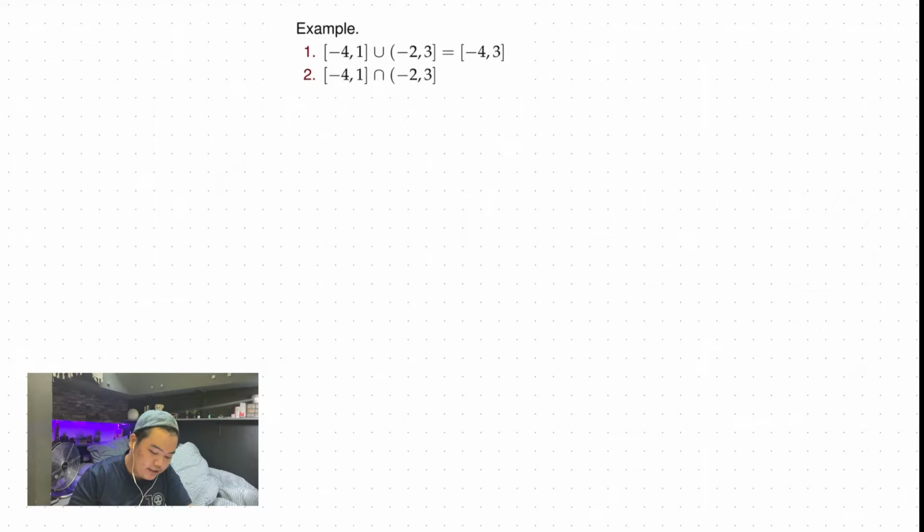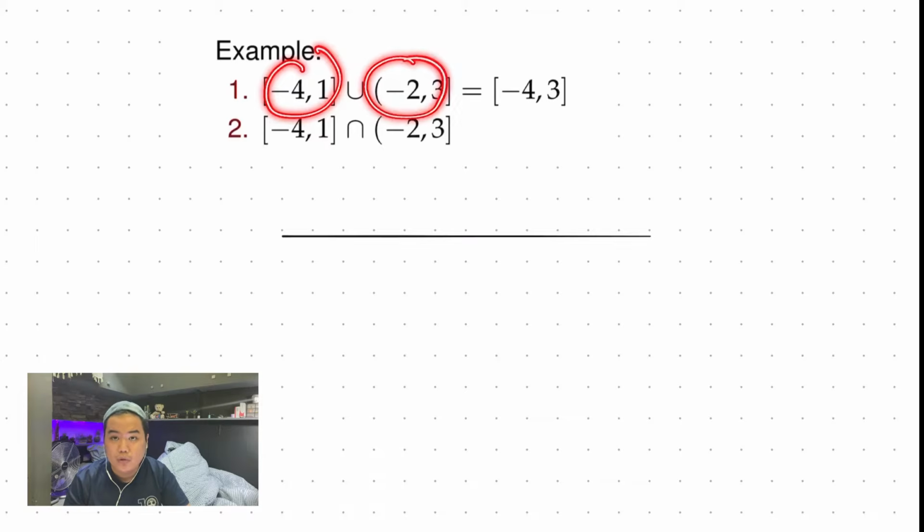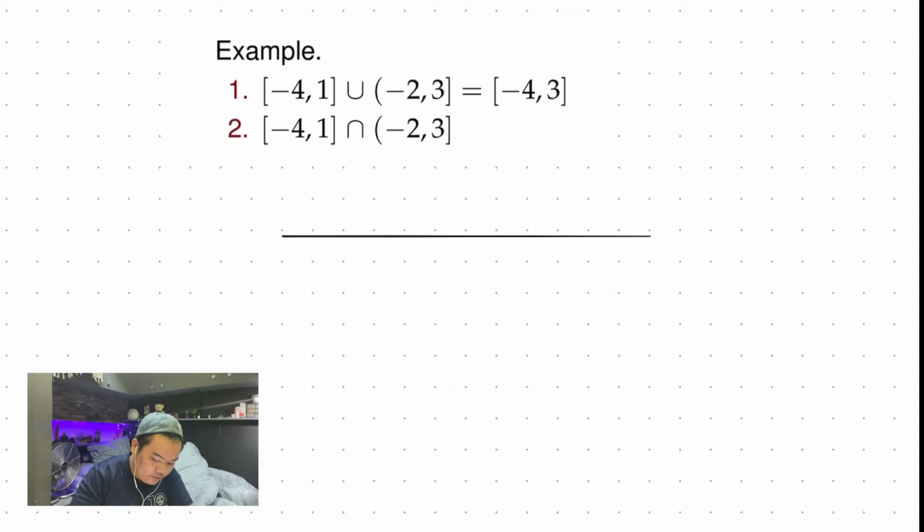So, let's do some examples muna. So, for number 1, you want to find the union of this interval and this interval. When you say union, pagsasamahin mo yung dalawang set. So, negative 4, let's say this is negative 4, negative 1, and this is negative 2, and where is 3? 0, 1, 2, 3. So, hiwalay muna natin.